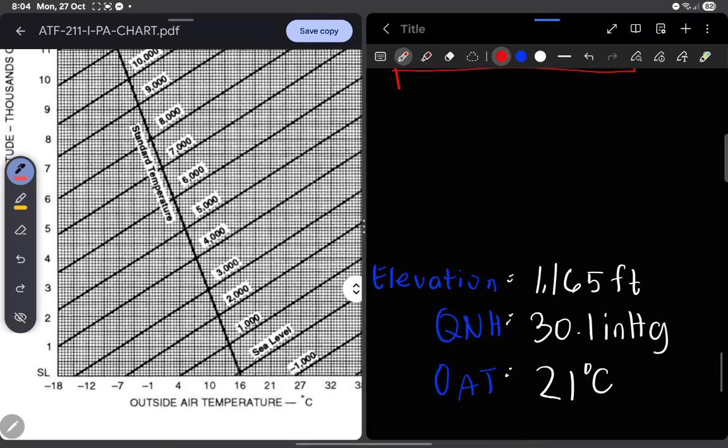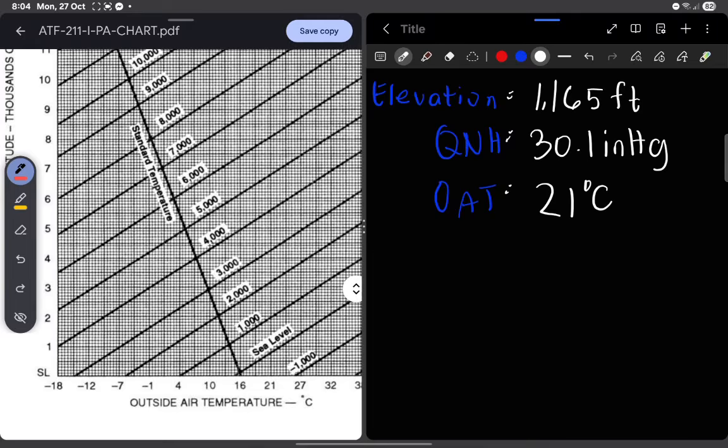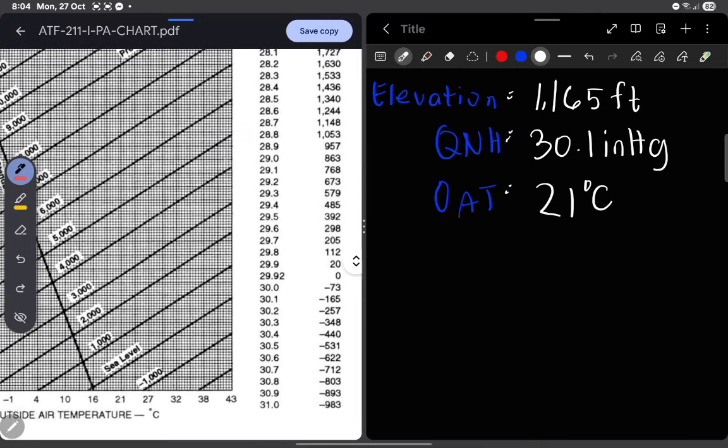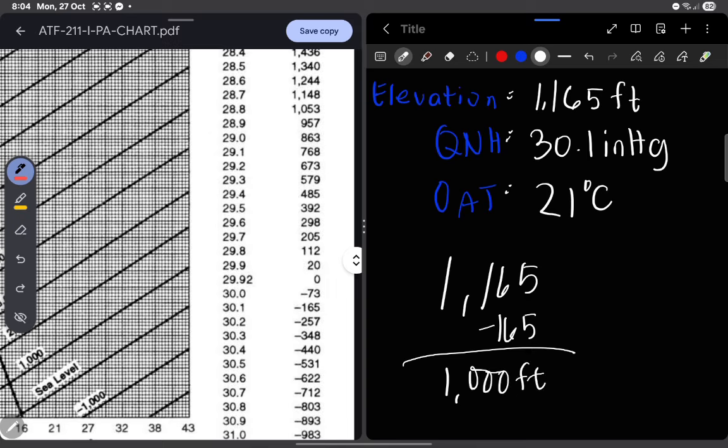Moving on to our next example, we have our altimeter setting here, which is 30.1. So our 30.1 is negative 165. Now let's take our elevation and subtract 165. That will be 1,000 feet. So that is our pressure altitude.